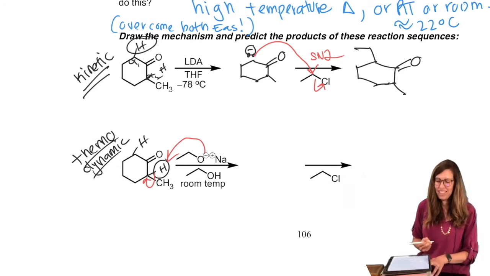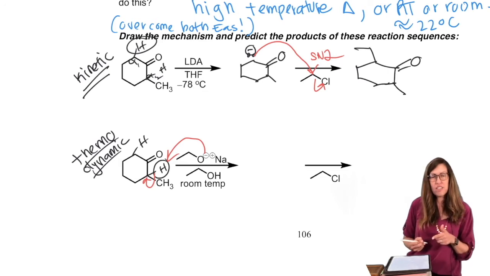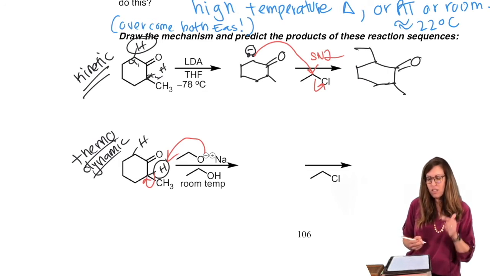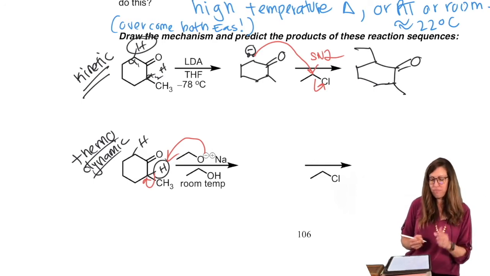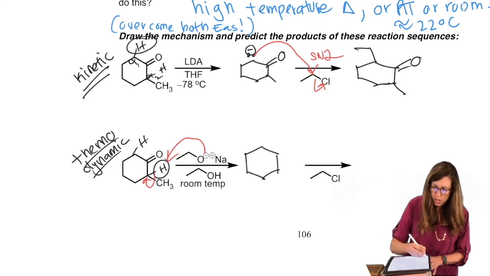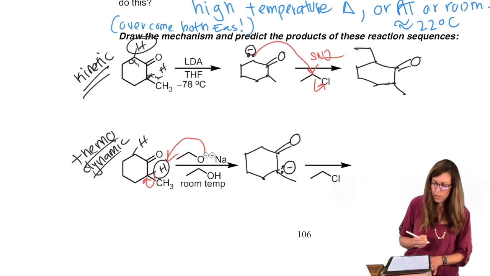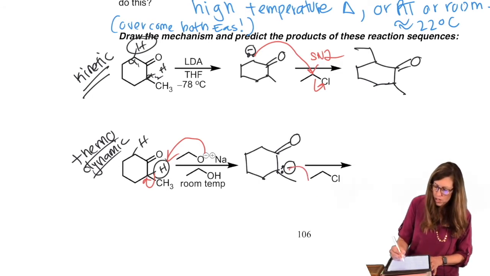Right? Why? Alkoxide, smaller, hotter. So we can overcome both activation energies, right? Notice the product solvent establishes equilibrium. All things that favor the thermodynamic product. More substituted anion forms. Time for our SN2.